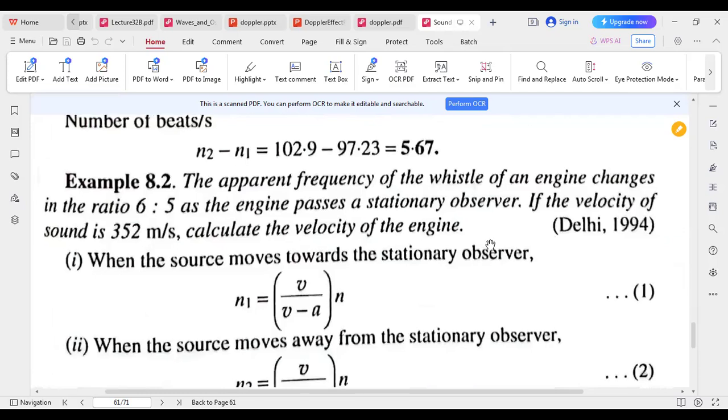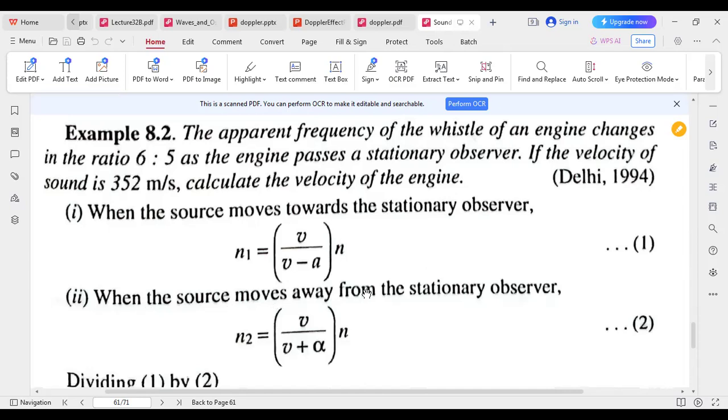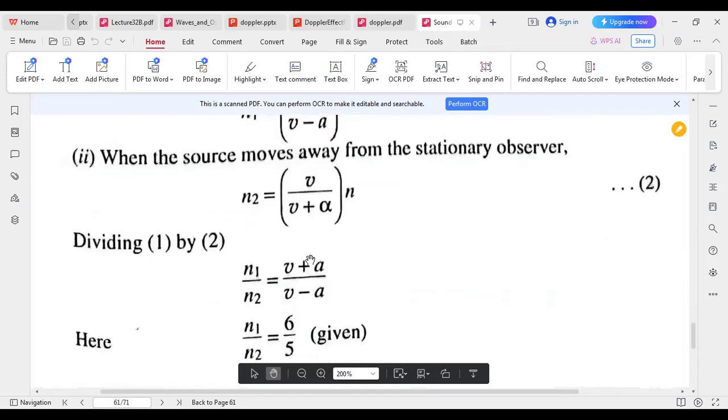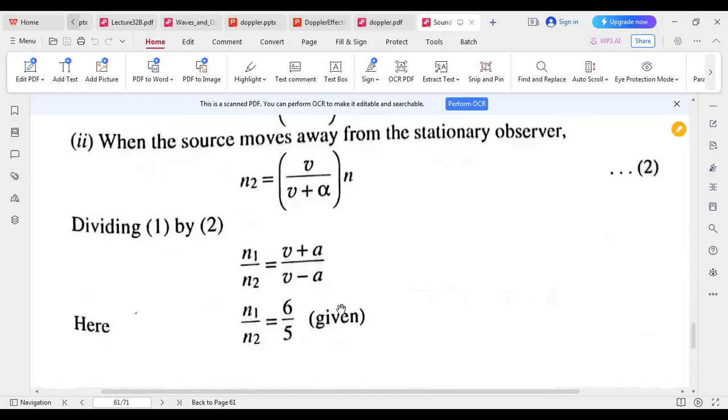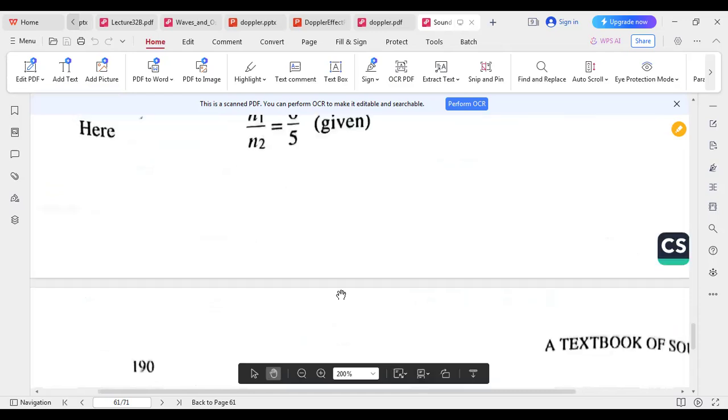The apparent frequency of a whistle of an engine changes in the ratio 6:5 as the engine passes a stationary observer. If the velocity of sound is 352 meter per second, calculate the velocity of the engine. When the source moves towards the stationary observer, this formula applies. When the source moves away from the observer, then b plus a. Dividing, we get, this is actually wrong, my mistake. This will be b plus a divided by b minus a. We get the result.